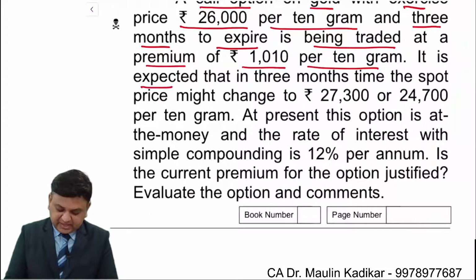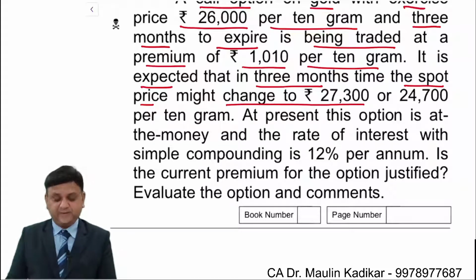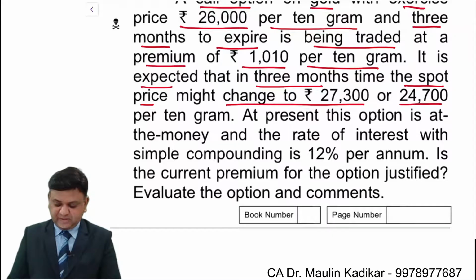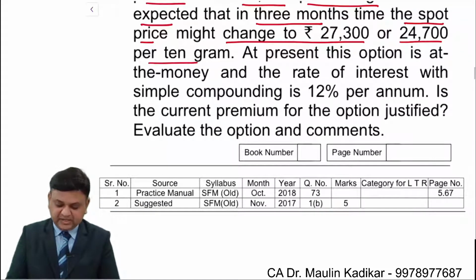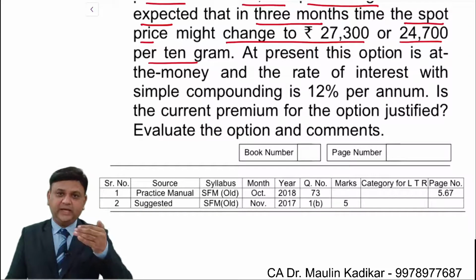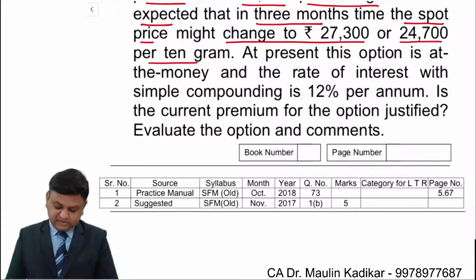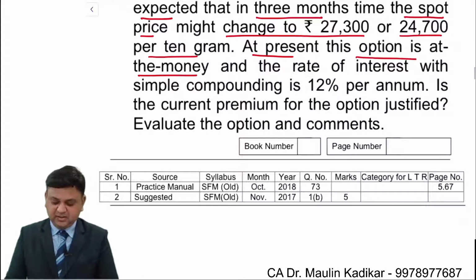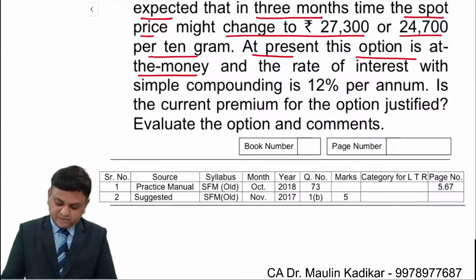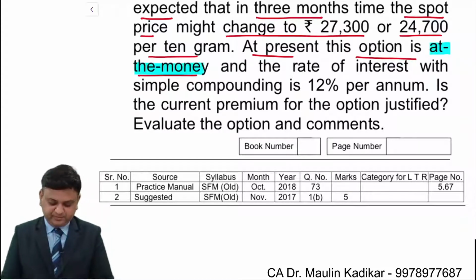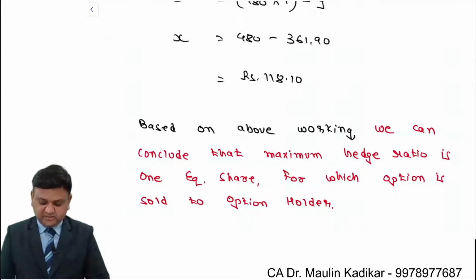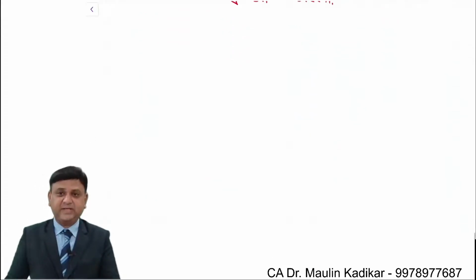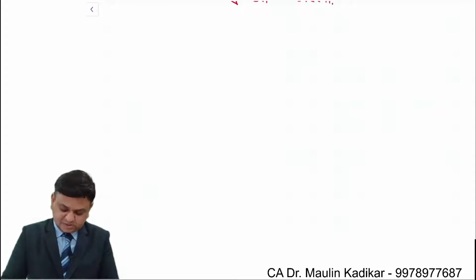It is expected that in the 3 months time the spot price might change to 27,300 or 24,700 per 10 gram. So U and D, up price and down price is given. At present the option is at the money. So this is an important word. The option is at the money. Now what do we understand with the term at the money? It is something like this. Everybody is requested to pay attention.